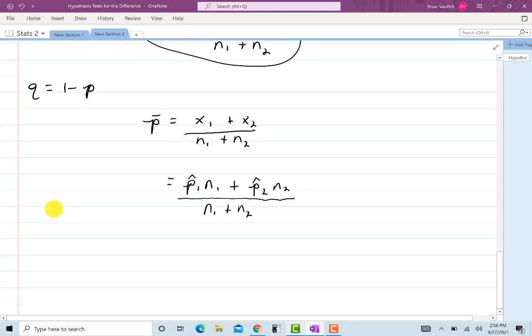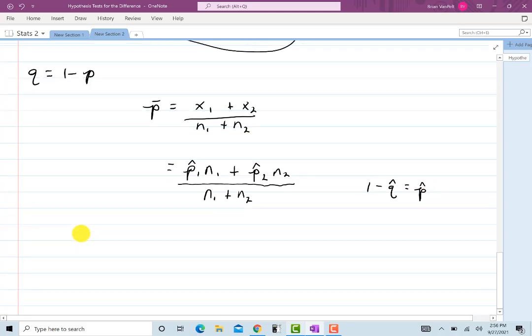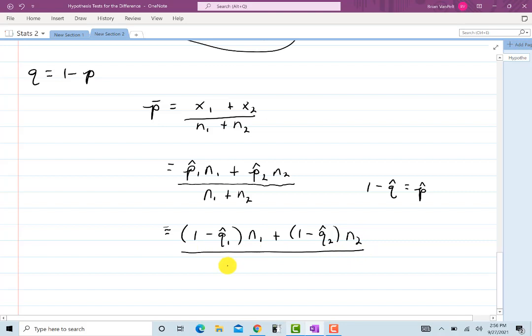Now, P hat is no different than an ordinary P in that 1 minus Q hat will equal P hat. So let me go and write that in the next step. I'll replace P1 with 1 minus Q1 hat times N1 plus 1 minus Q2 hat times N2, all over N1 plus N2.